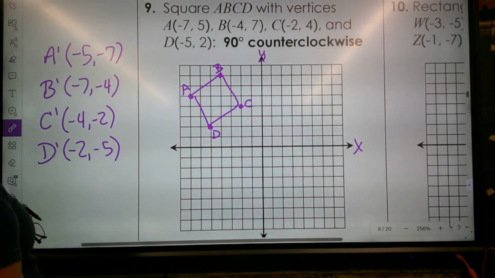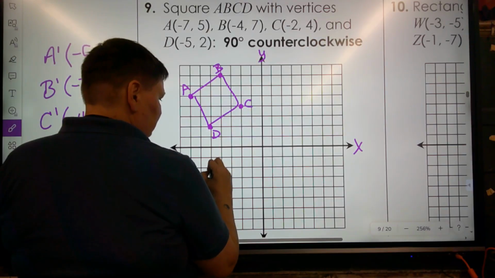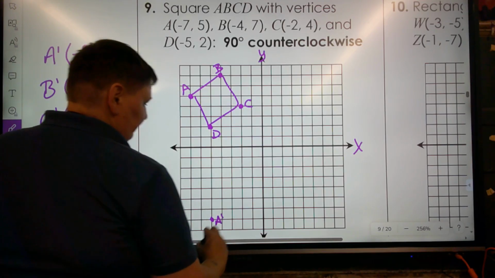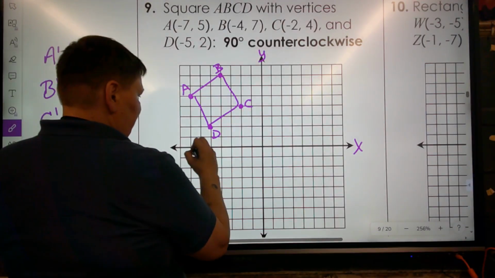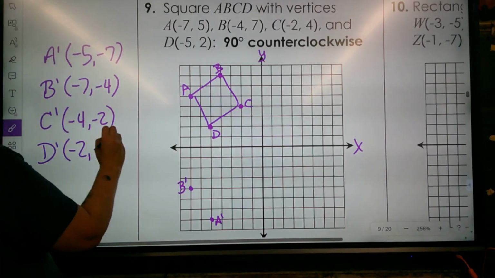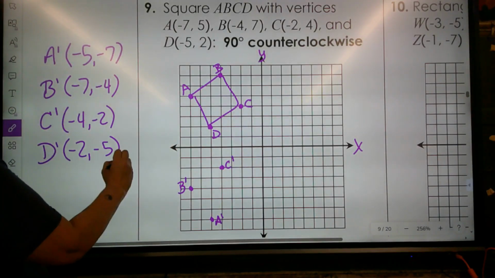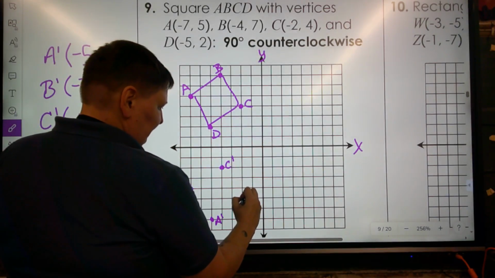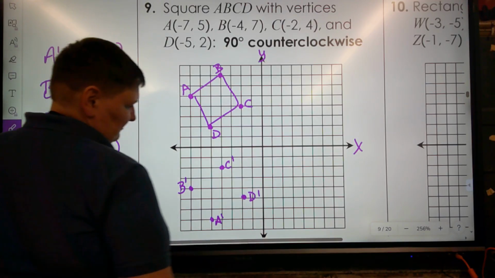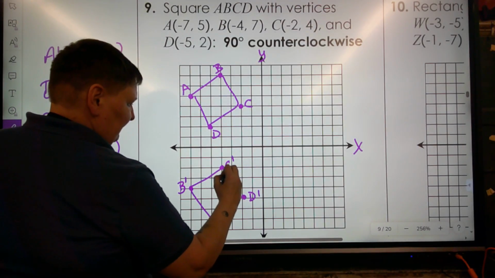All right, A prime is -5, -7. 1, 2, 3, 4, 5. 1, 2, 3, 4, 5, 6, 7. B prime, -7, -4. C prime, -4, -2. D prime, -2, -5. Yep. A, B, C, D.